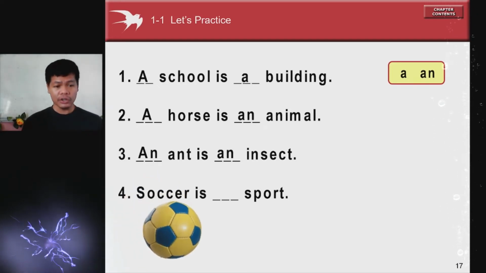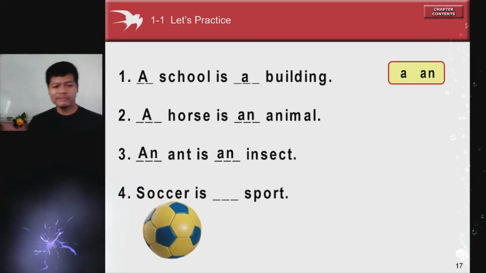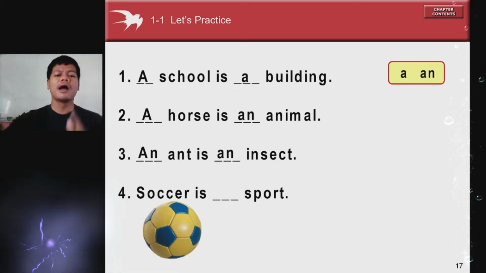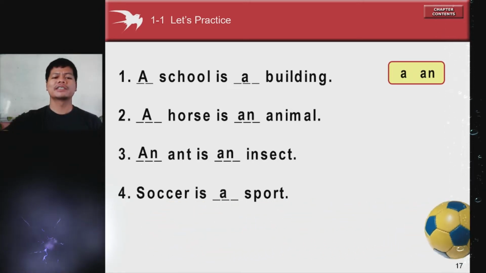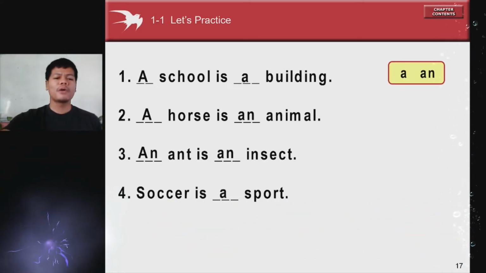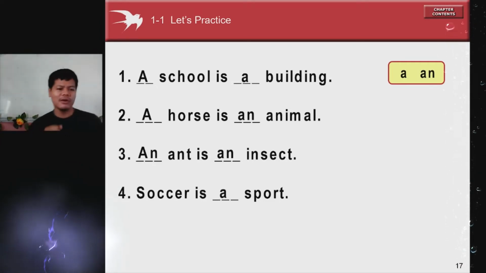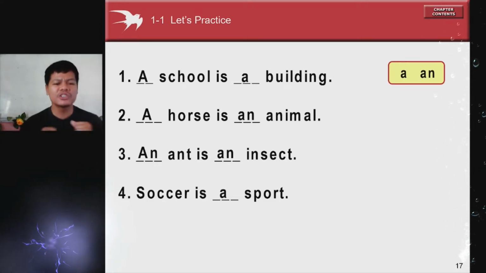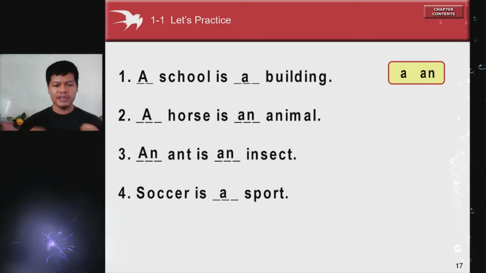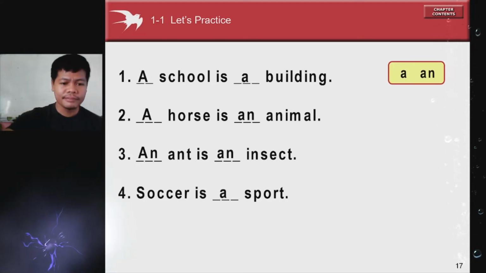Sugar is, do you know sugar? Okay, sugar is a sport. Sugar is a sport. Do you know sport? Sports. Oh, okay. For you exercise, for you healthy. Okay, let's start.